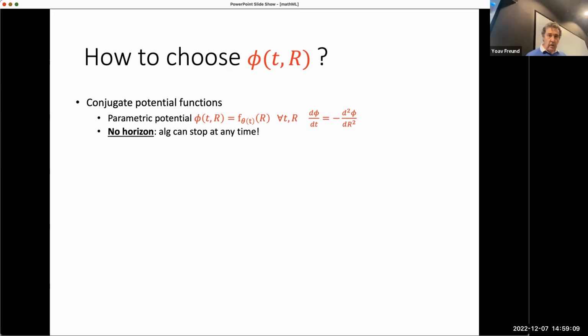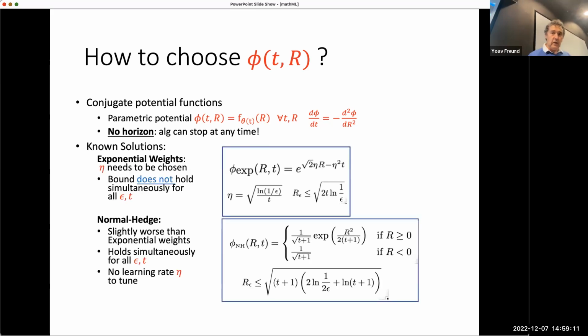Okay, so not being a big expert, but the exponential weights is a solution to the Kolmogorov equation. And then also the normal hedge. And now if you want to say, okay, so what does this buy me? In the exponential weights, if you choose eta to be log 1 over epsilon over t, then you get a bound that is square root of 2t ln 1 over epsilon on the regret.